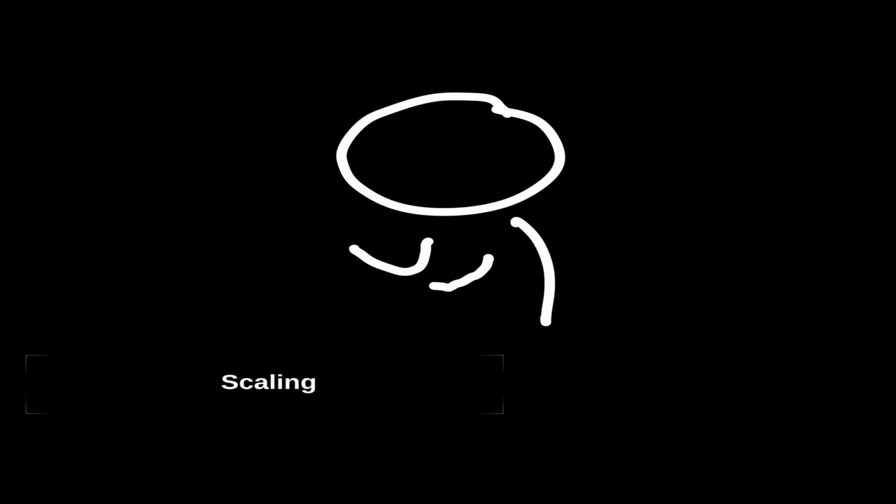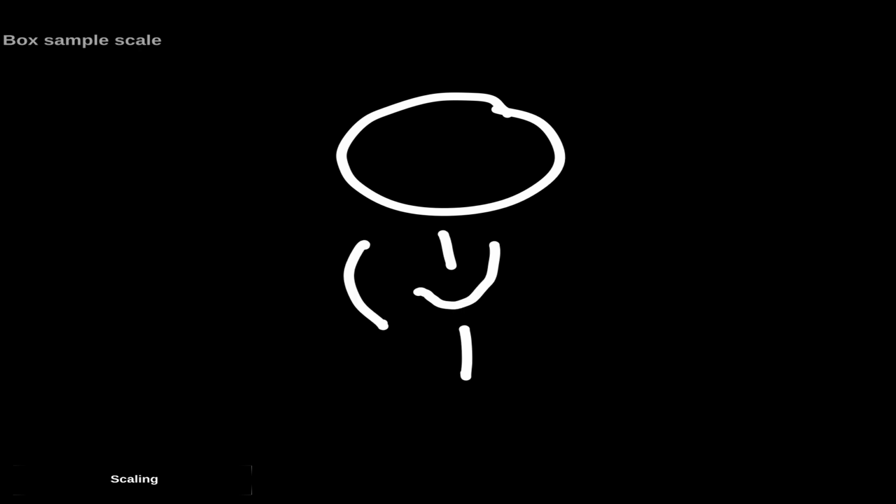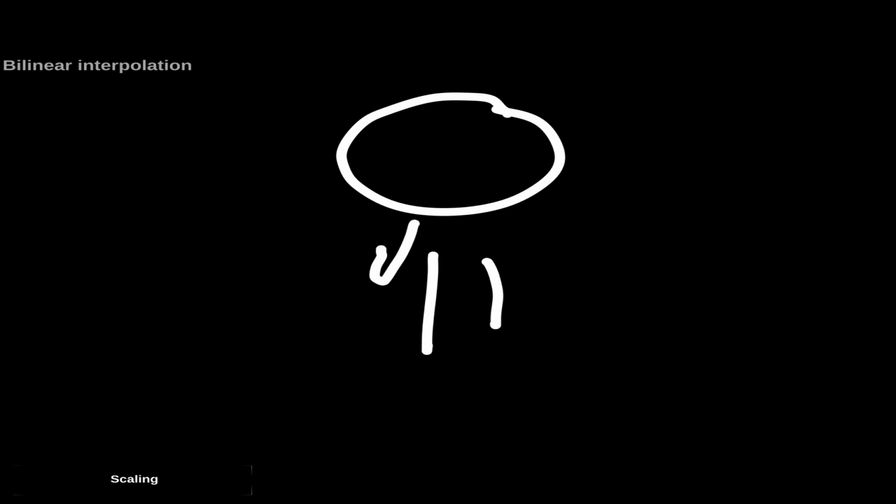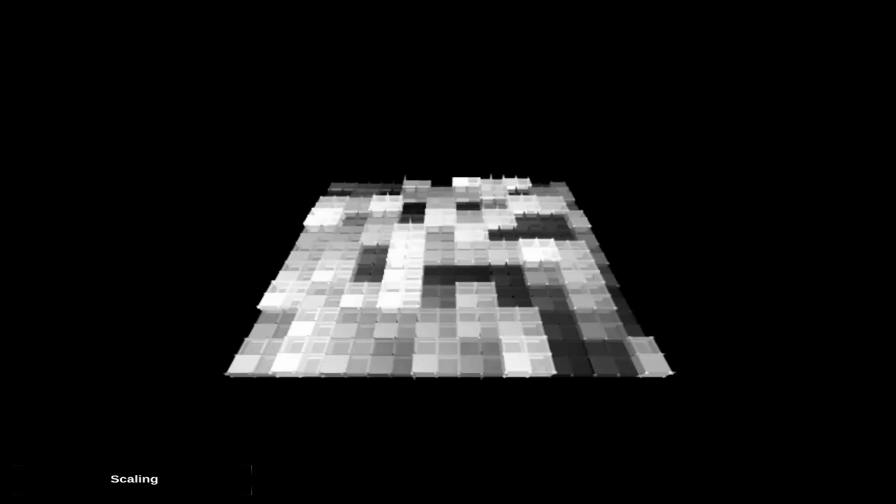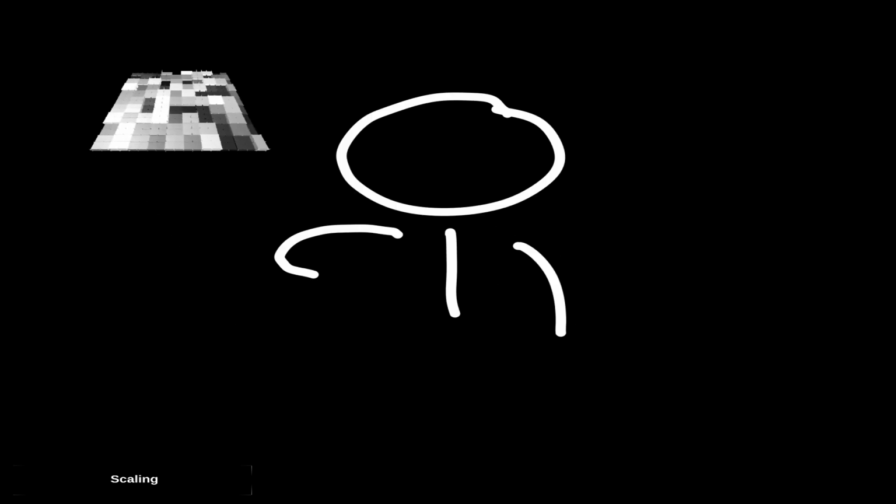I'd like to start with the scaling of images. I've implemented two different scaling methods, box sample and bilinear interpolation. Of course, there are more methods, for example, bicubic interpolation, or you could use an AI model. Anyways, box sample is the simplest possible scaling method. You simply spread out the pixels, and when there are gaps, you just fill them in with the value of the next closest pixel. As you might be able to imagine, this leads to a quite blocky result.